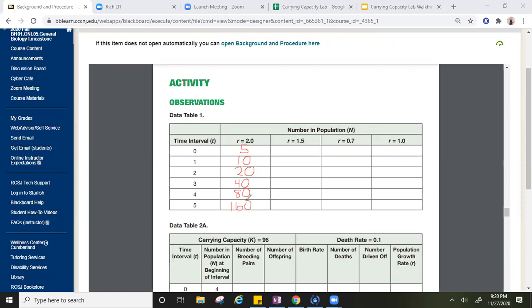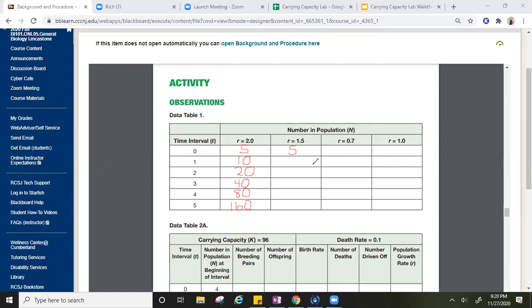Now, in your next one, you're not doubling. So instead of multiplying by a factor of 2, you're going to multiply by a factor of 1.5, and you're going to see what that brings you. And it tells you in the lab, it says if it gives you a decimal, no matter what the decimal is, round down each time.